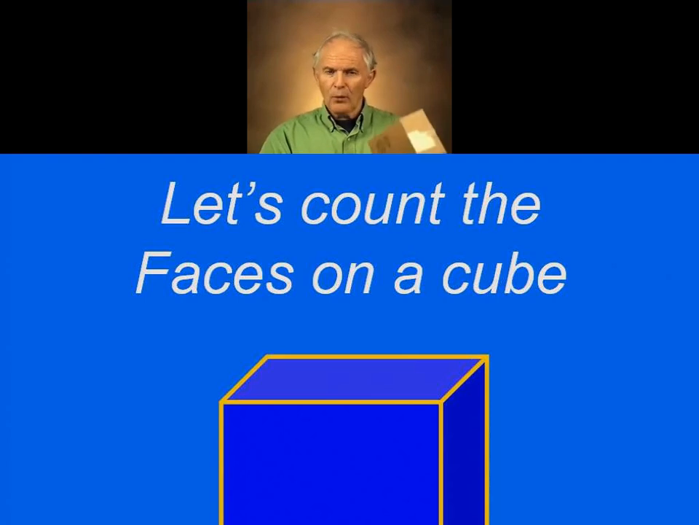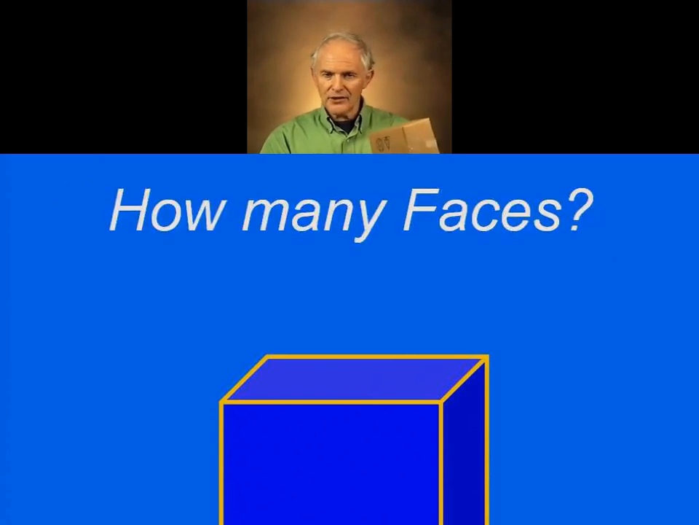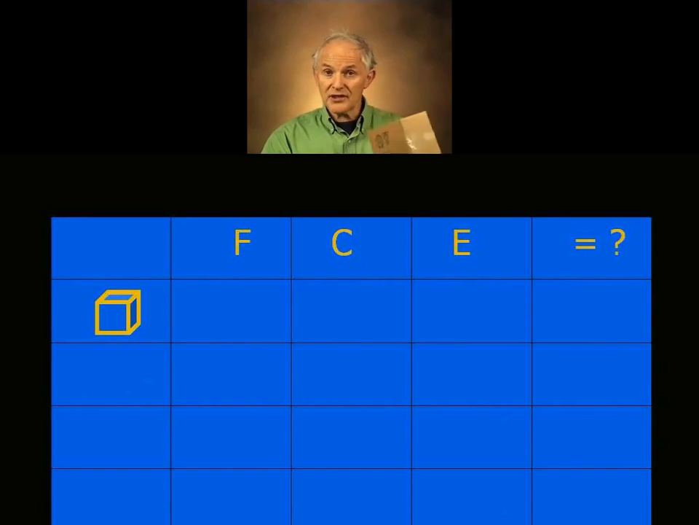Now then, what we're going to do is represent the number of faces by a letter. We'll call it F. The number of faces on our cube is F, all right? So how many faces? There were 6. F is equal to 6. We can put 6 into the table, in the column F.